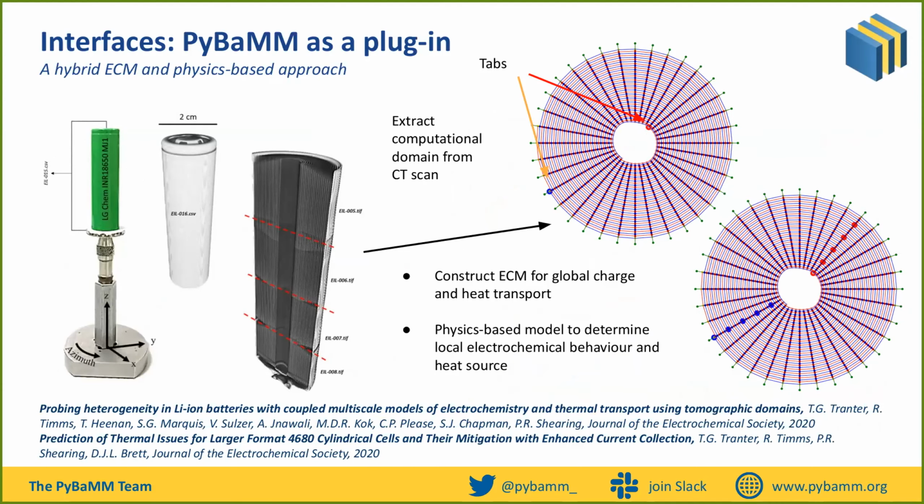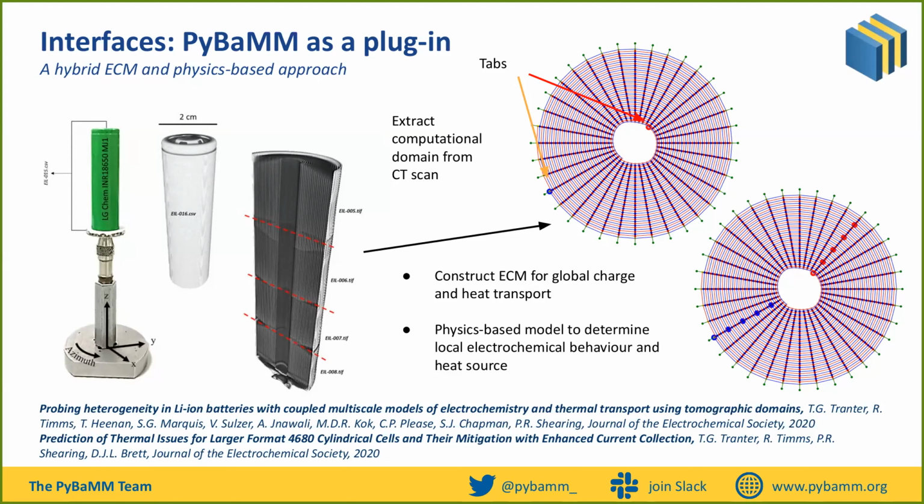The last few examples are talking about interfaces and packs. This particular example was some work done to see if we could use PyBaMM in conjunction with other software. In this work, we took an image of a jelly roll cell and used this CT scan to construct an equivalent circuit network describing all the connections between the current collectors and active material layers. We use this global equivalent circuit model for charge transport on the length scale of the entire cell. But then locally, between a pair of current collectors, we used a physics-based model in PyBaMM to describe what was happening in the electrochemical part of the model, so in the electrodes and separators.